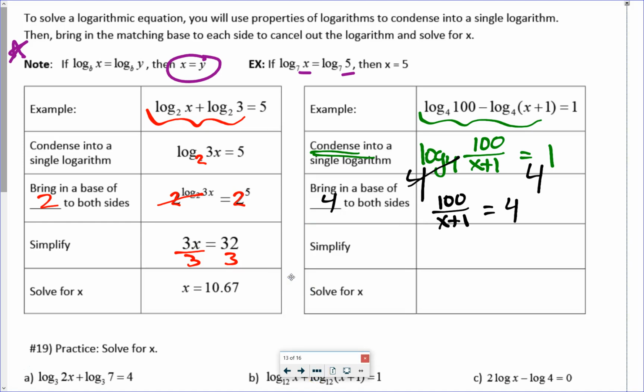You say that now, but you're going to try to multiply later. Don't do it. Someone always does. All right, how do we get rid of the fraction? Multiply by the denominator. Get rid of those guys. Now I have 100 equals 4x plus 4.